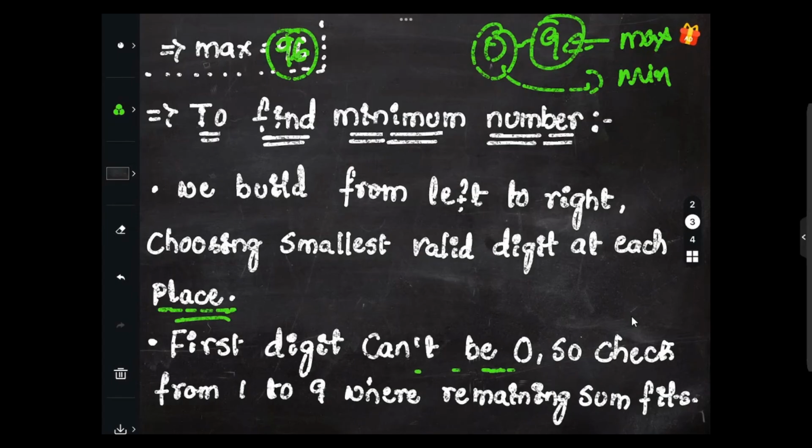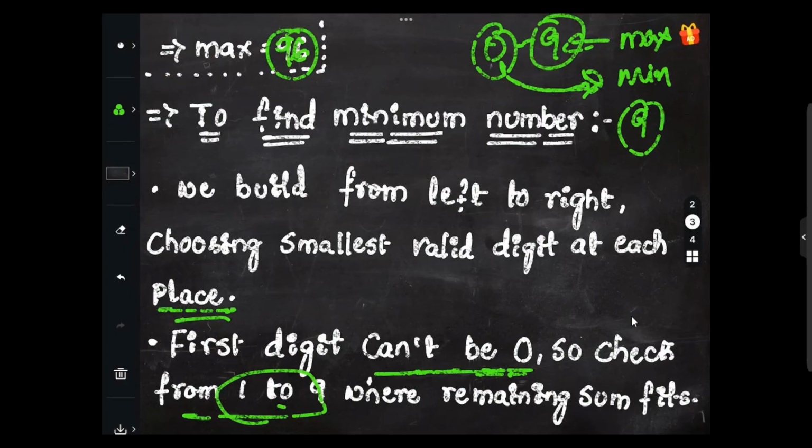First digit can't be 0. Usually we would make use of 0, so 0 to 9, smallest is 0, but here the first digit can't be 0, so we will check from 1 to 9. This is because in the question they have strictly mentioned it shouldn't contain leading zeros. I stressed this while reading the question also. It shouldn't contain 0 except when the number itself is 0.